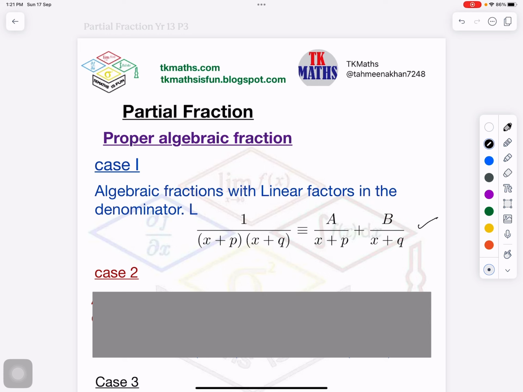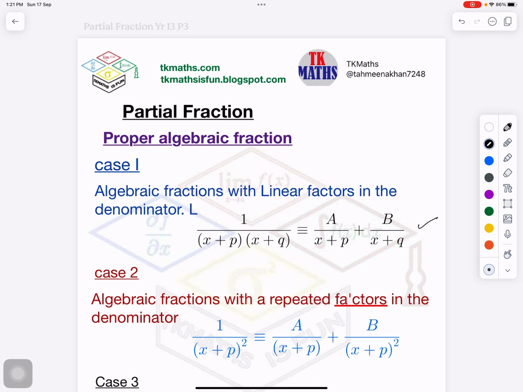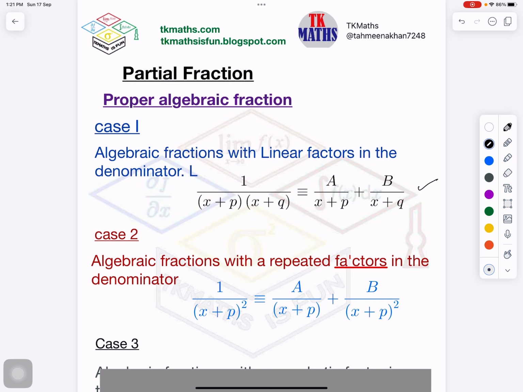Now case number 2, in which the denominator has repeated factors. Now what is the meaning of repeated factors? A repeated factor is one in which, if you see here, in the denominator, it is x plus p, and on the top it is written power 2. It could be power 3. So these types of cases are called repeated factors. And when you split it up, it is like a over x plus p, b over x plus p square. If I had cube here, then it would become c over x plus p power 3. So this is how we deal with repeated factors.